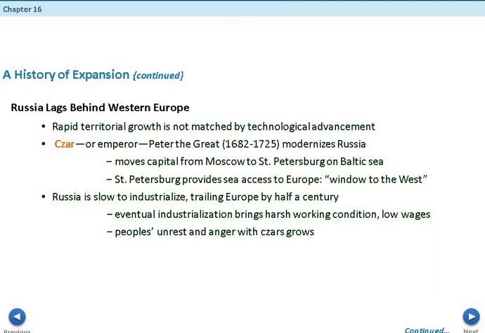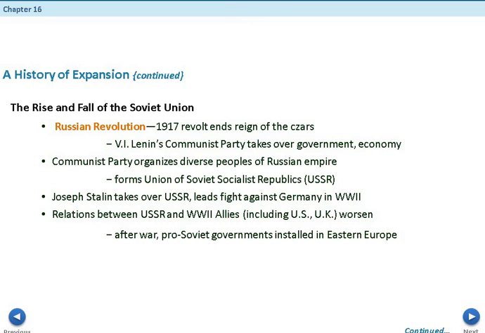Now, you probably heard about this story when you started studying American history, but in 1917, the Russian Revolution starts. This is the overtaking of the czars. We talked about the czars being the rulers and basically in charge in Russia, but this is where the Communist Party takes over. Vladimir Lenin is going to be the communist ruler. He takes over and controls the government and the economics. The Communist Party becomes very organized and forms what we know as the Union of Soviet Socialist Republics, or the Soviet Union.